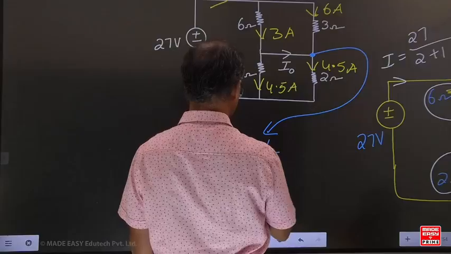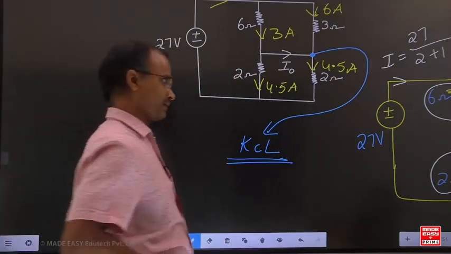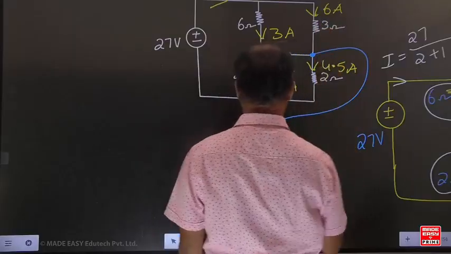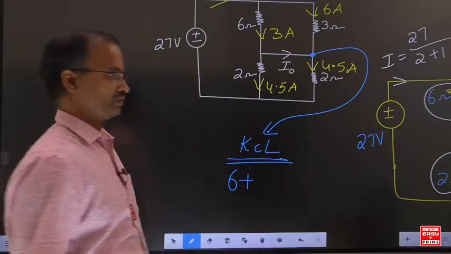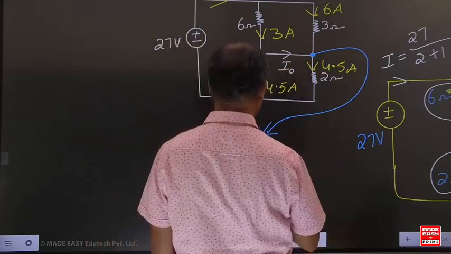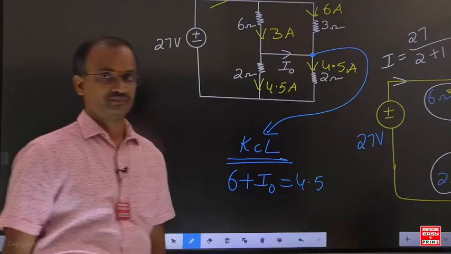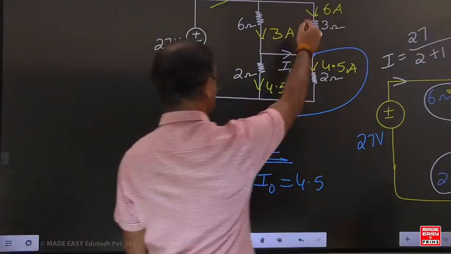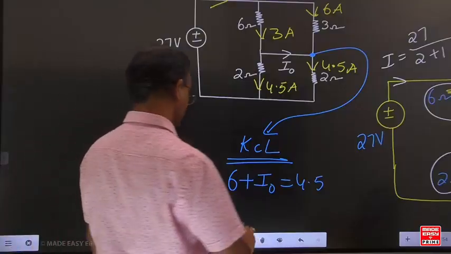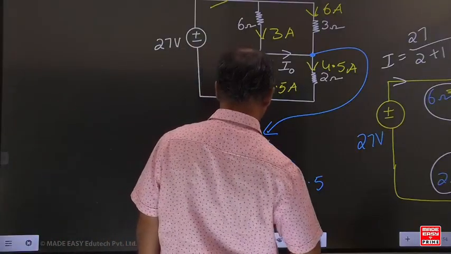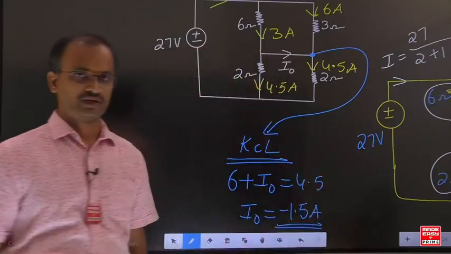Apply the KCL at this point. If you apply KCL at this point, what about the 6? It is incoming. What about this I0? It is also incoming. 4.5 is the outgoing. In this example, 6 incoming, I0 incoming, 4.5 outgoing. If you simplify, how can we write it? I0 equal to -1.5.